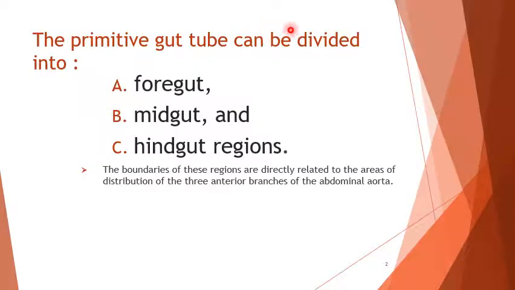The primitive gut tube can be divided into foregut, midgut, and hindgut regions, and the boundaries of these regions are directly related to the areas of distribution of the three anterior branches, or the ventral branches, of the abdominal aorta. This means the foregut, midgut, and hindgut are supplied by the ventral branches of the abdominal aorta.